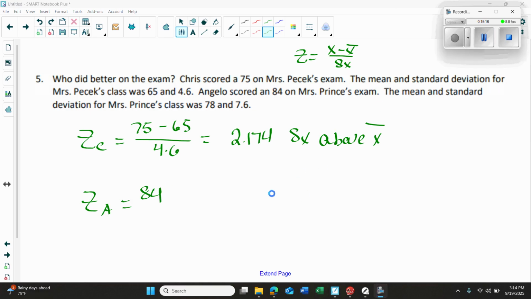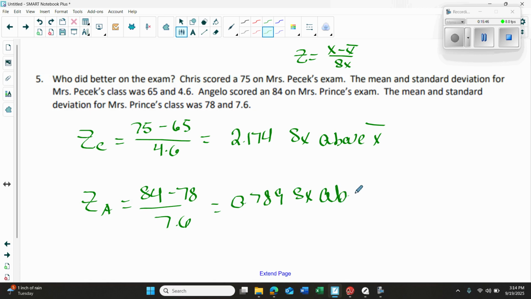Okay, so we are calculating Angela's z-score, and I don't know why my cursor is not working. There it goes. All right, so we have 84 minus 78, and we're going to divide that by 7.6. Let me just quickly put it into a calculator. We get 0.789 standard deviations above X bar.